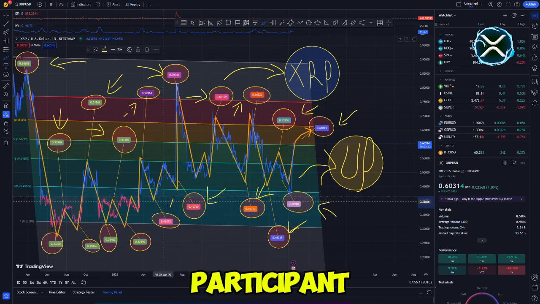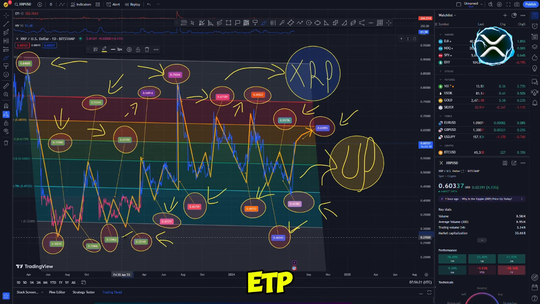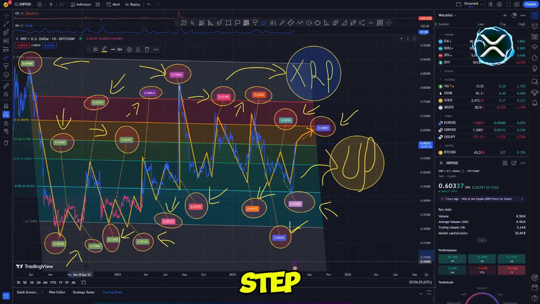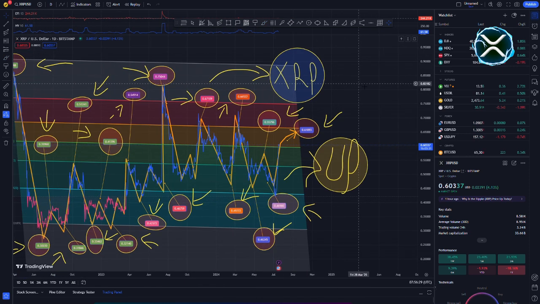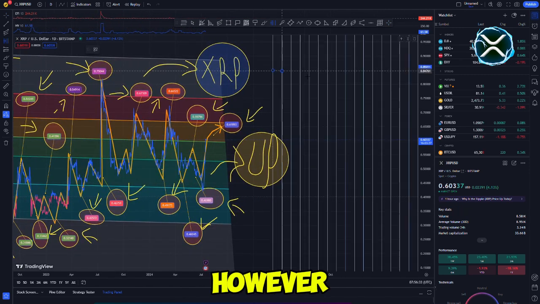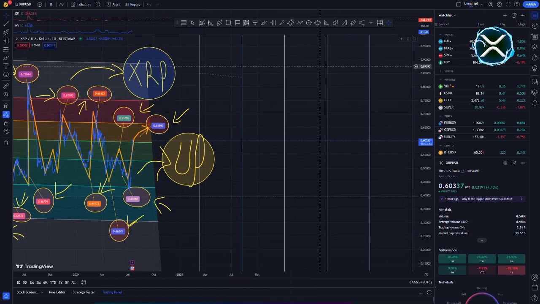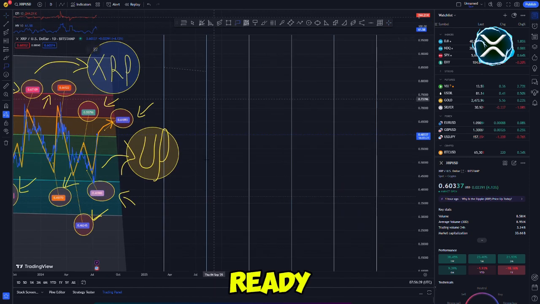A fresh participant has entered the narrative of XRP. The existence of an XRP ETP is really interesting. The fact that this ETP exists is a significant step toward the creation of an ETF, but no one knows who created it. It has been reported that the XRP ETP has been issued, however, it is still in the pre-release process and does not have any value. However, it is ready to be displayed at any moment now. It goes on and on.